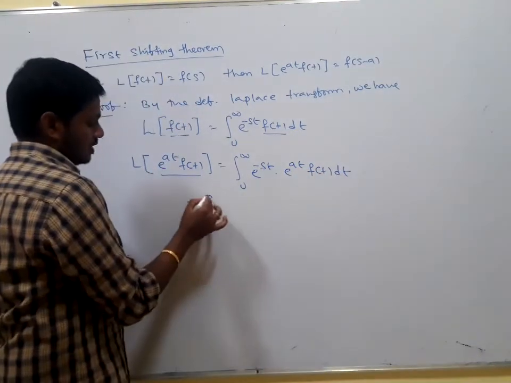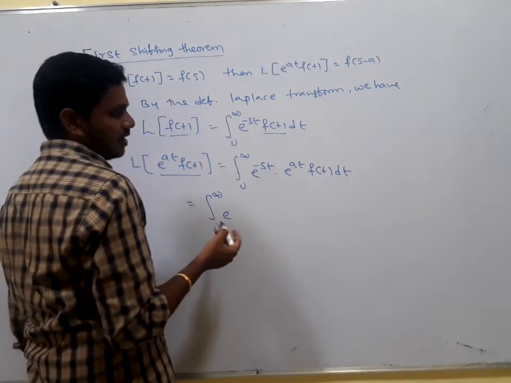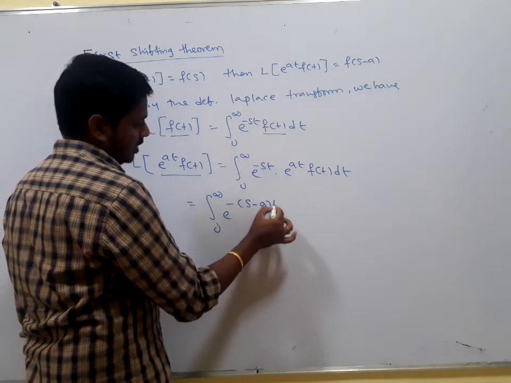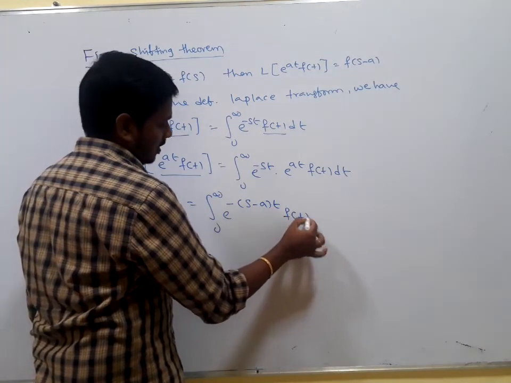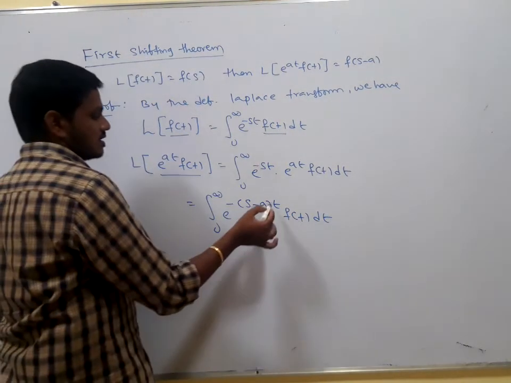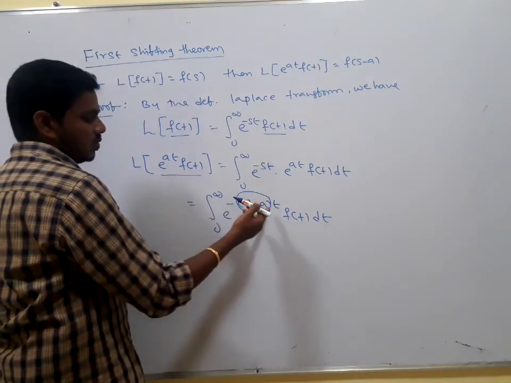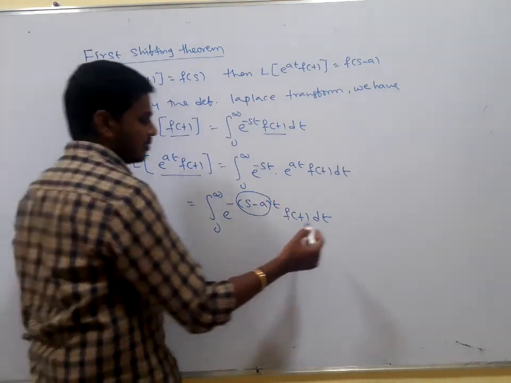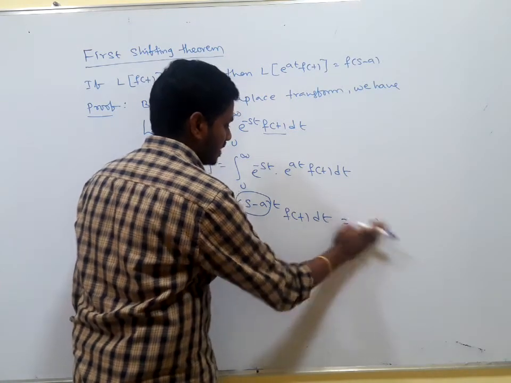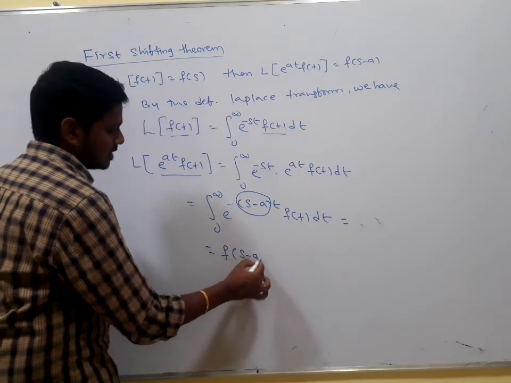This can be written as integral 0 to infinity. It is very simple theorem. If the bases are equal, then you add the powers. If you take minus common, here it is e to the power of minus (s minus a) into t, f of t dt. Right. s is constant, a is constant. If you take this as a constant, say u, e to the power of minus ut into f of t dt. This is nothing but F of u actually, or instead of u, what is there? s minus a, which is the same as F of s minus a.